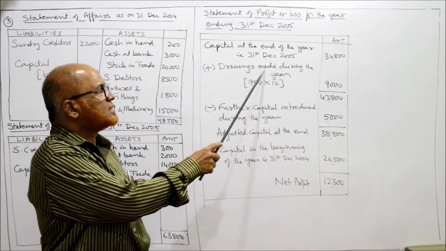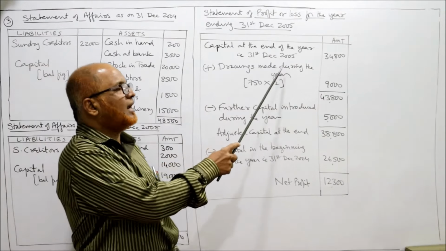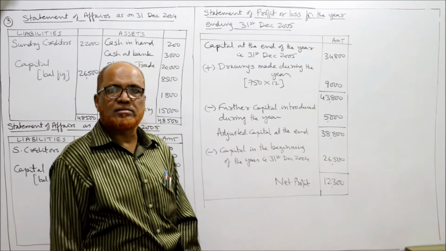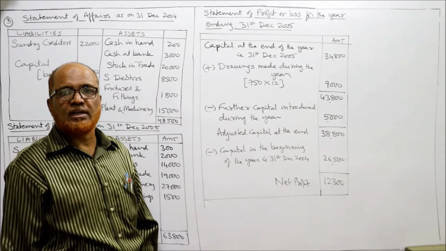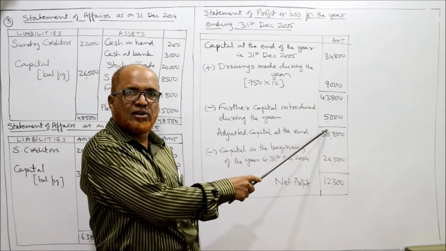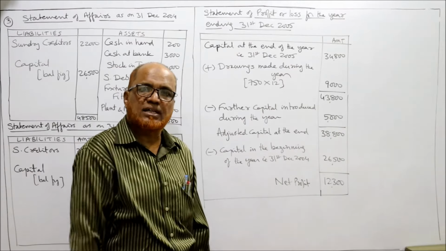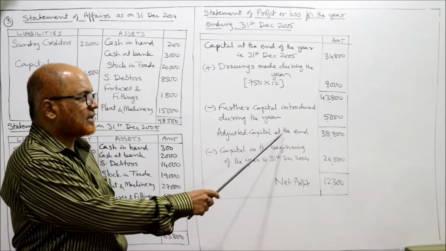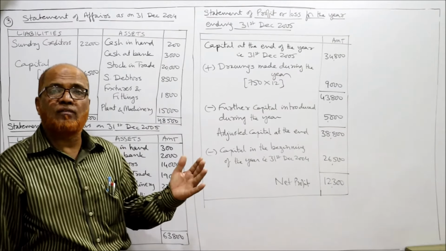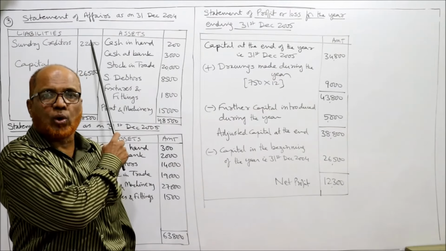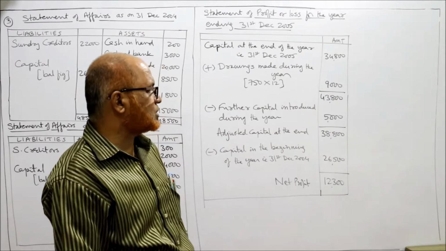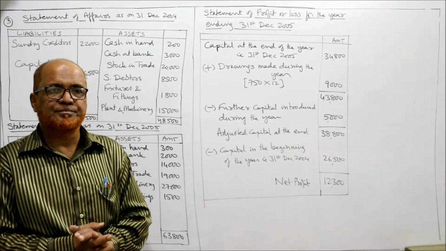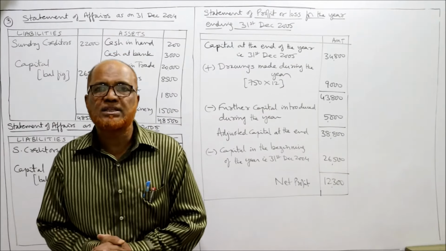To this we add drawings made during the year. So during the year drawings made are 750 rupees per month. So 750 into 12, 9,000 rupees drawings. Add up the drawings, 43,800, minus further capital introduced during the year. So during the year 5,000 rupees are further introduced. Subtract it. We'll get adjusted capital at the end. From adjusted capital then deduct capital in the beginning of the year, 31st December 2004, 26,500. Subtract, we'll get the net profit 12,300. This is the net profit. So we have completed problem number 3.